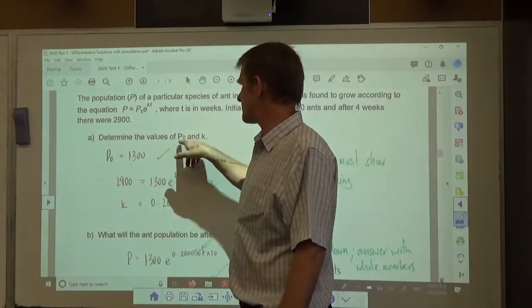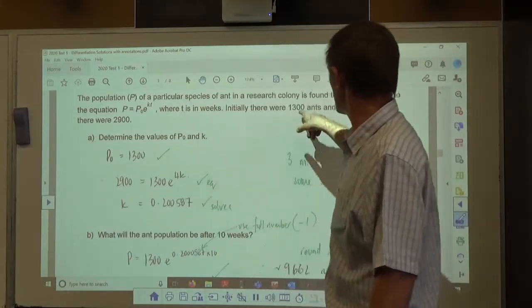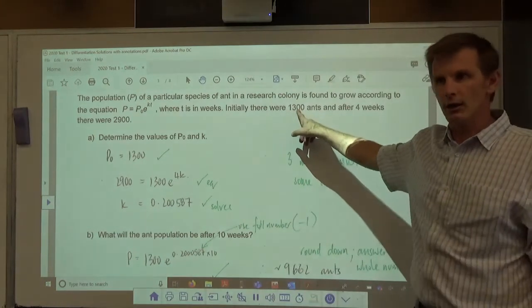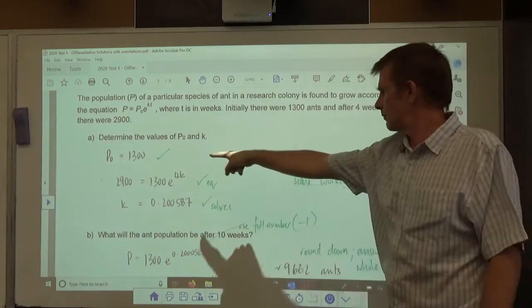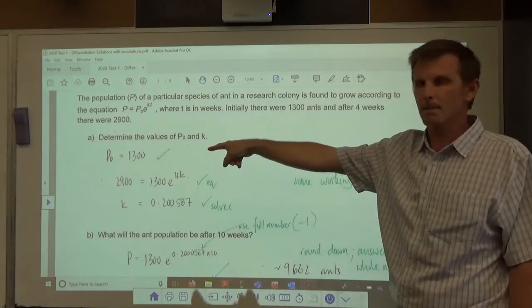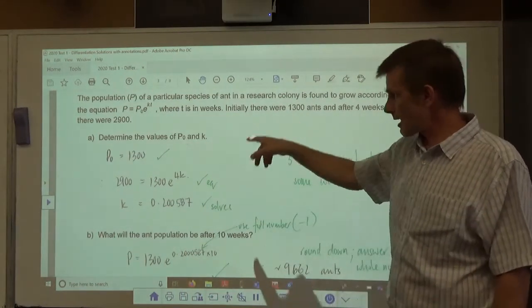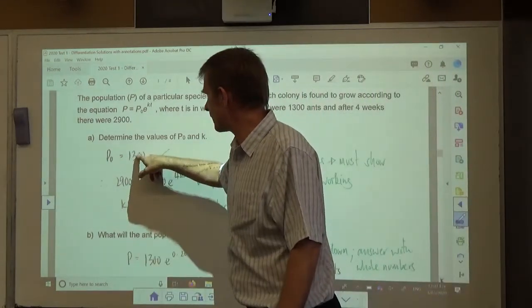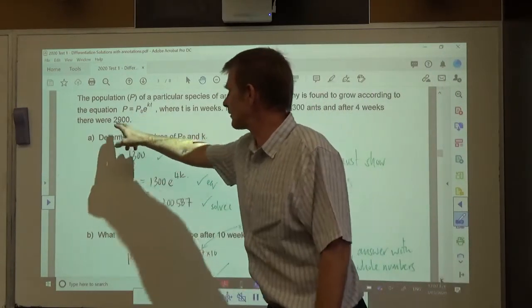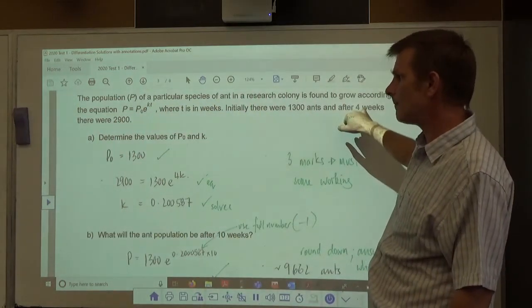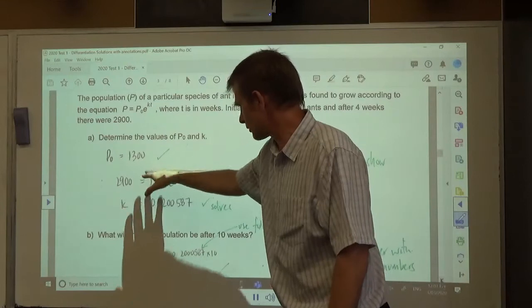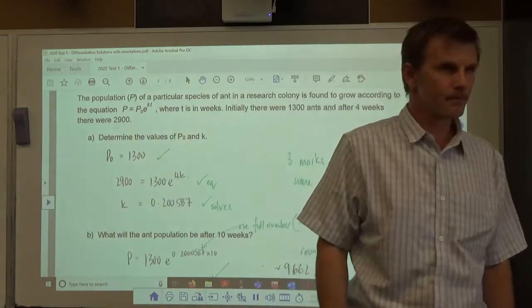Determine the values of P0 and k. Well, it told me right here that initially there were 1300. That's my initial value, that's where we start. P0 is 1300. Then for k, knowing that 1300 is P0, and knowing that 2900 were there 4 weeks later, I just put that into my equation, solve, and I get k.